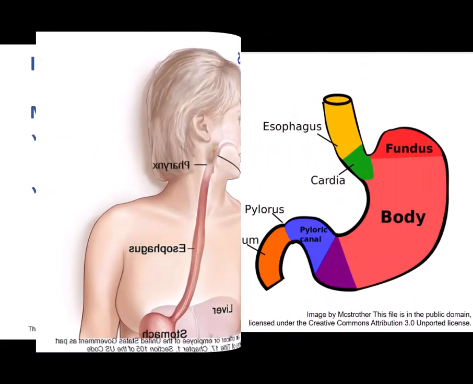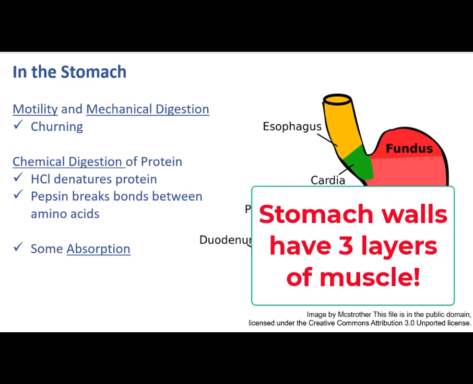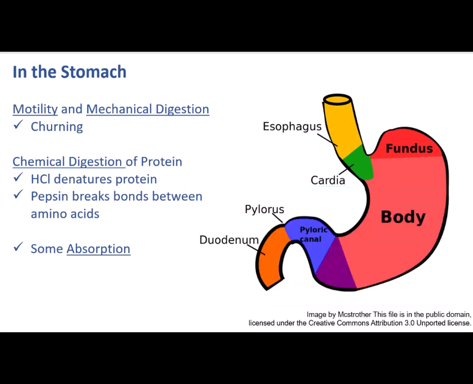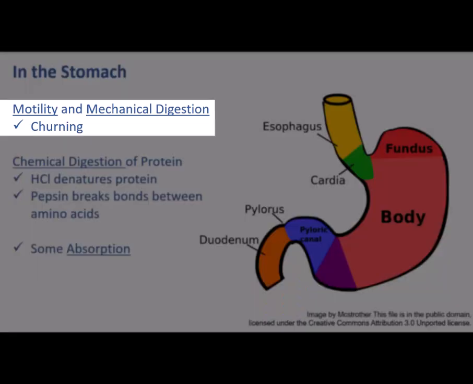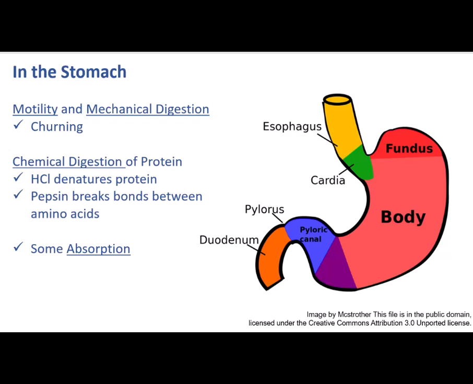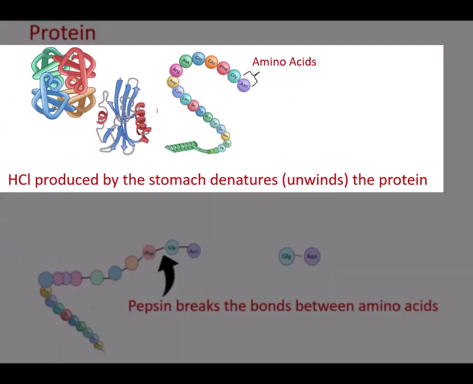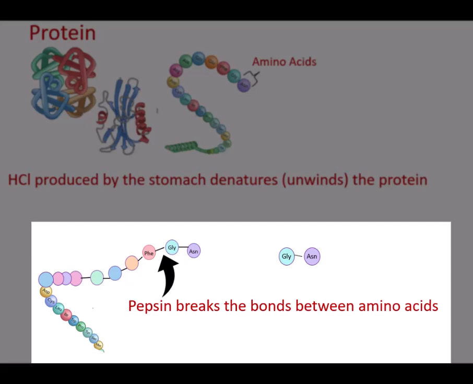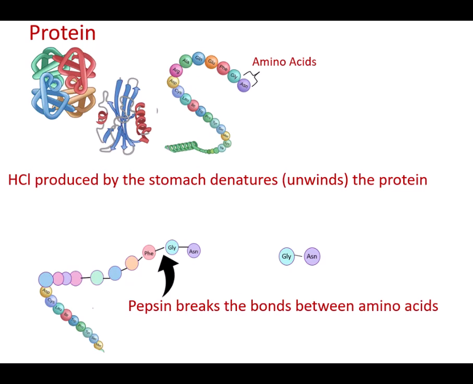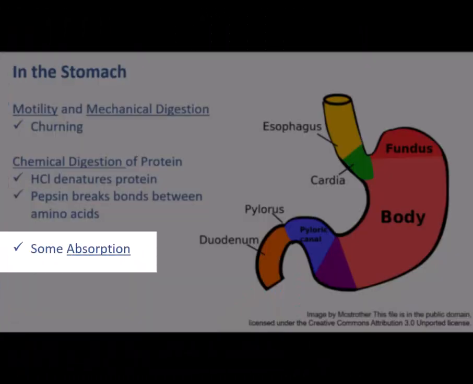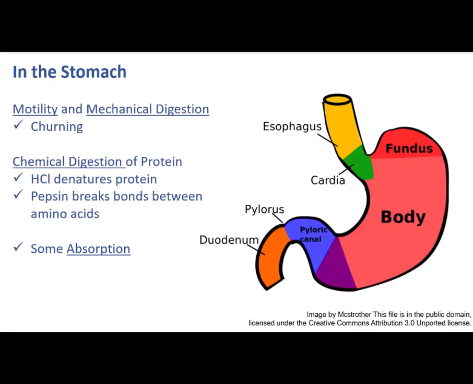Once food reaches the stomach, the digestive processes really pick up. The stomach walls have 3 layers of smooth muscle. Most of the rest of the system only has 2. This extra layer allows churning, which moves the food through the stomach so vigorously that it causes mechanical digestion. Additionally, chemical digestion of protein begins here. First, hydrochloric acid denatures the proteins, and then the enzyme pepsin starts breaking the bonds between the amino acids. Both hydrochloric acid and pepsin are made by specialized cells in the stomach. Some absorption does also occur in the stomach, for example, alcohol, some of your minerals, and some drugs, like aspirin.